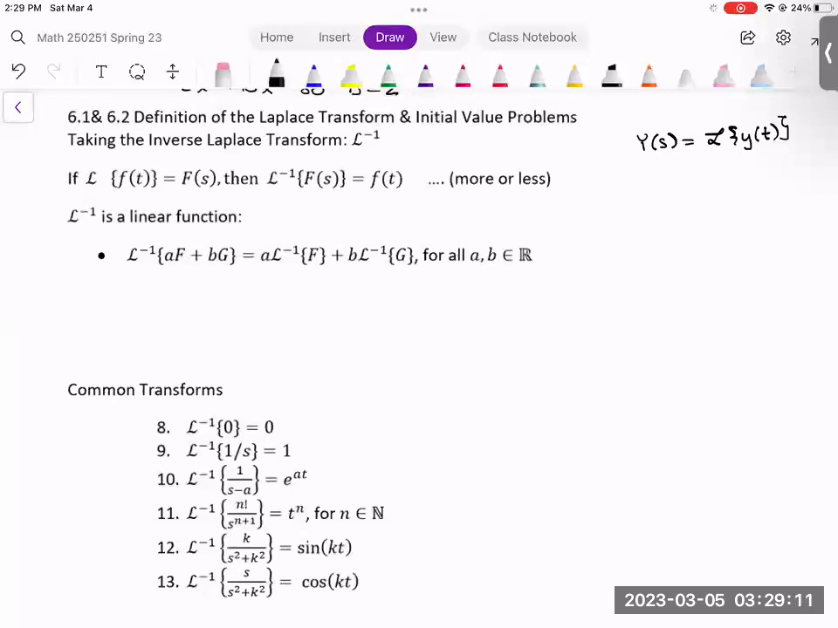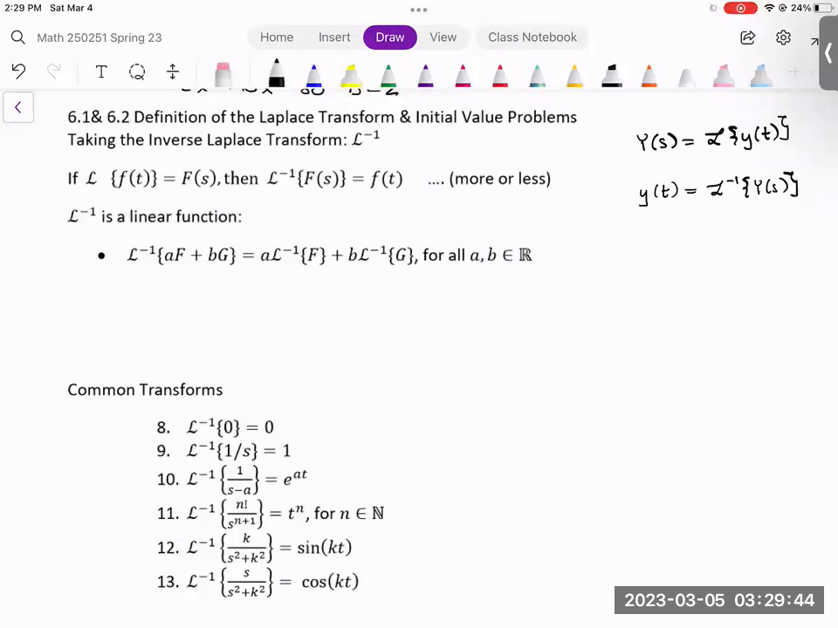transform using what's called the inverse Laplace transform, which is just going to go back to the t land. And so the basic idea is that if the Laplace transform of a function little f of t is equal to big F of s, then the inverse Laplace transform of big F of s is basically a little f of t. They'll be equal for our purposes.